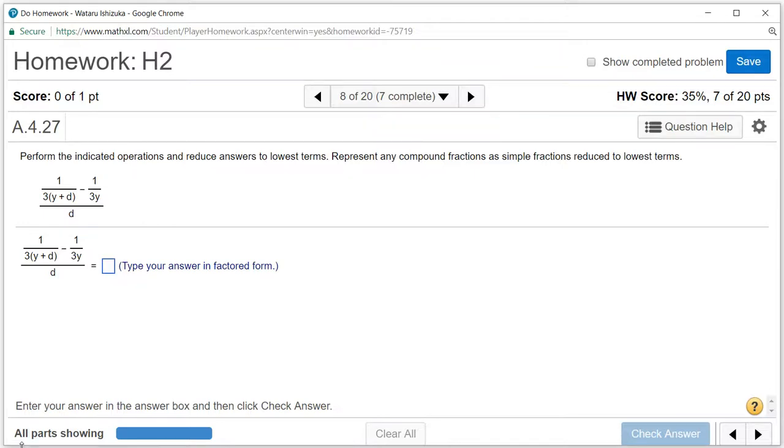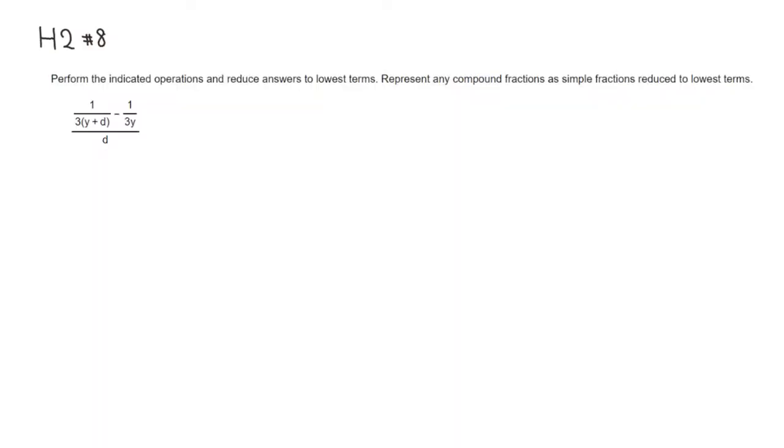Alright, let's look at homework 2, problem number 8. Let's simplify this expression here. First thing we do is try to find the common denominator for the numerator here. So this is going to be equal to... I'll take care of the d later.